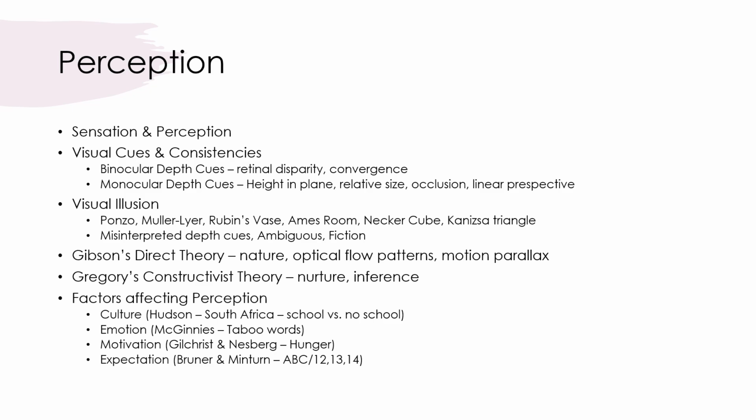So this is Bruner and Minturn. All participants were shown an ambiguous figure that could have been perceived as the letter B or the number 13. One group, again independent groups design, were shown the letters A and C either side of the ambiguous figure. The other group were shown the numbers 12 and 14. This is known as priming: what you see beforehand changed how the people saw it.